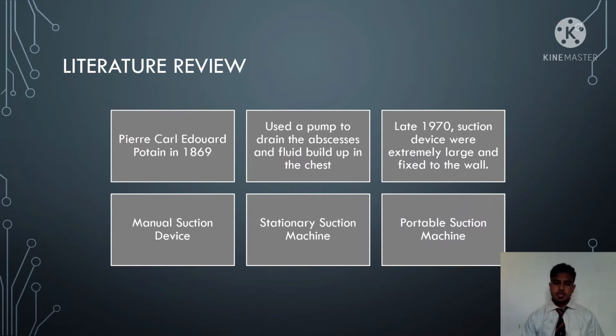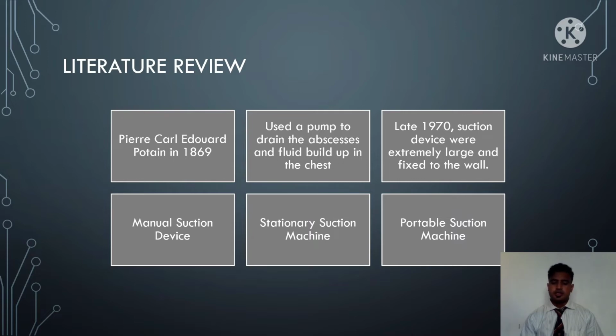The first medical suction device was produced by a cardiologist named Pierre Edward Potain in 1869. It was a manual device that used a pump to drain abscesses and fluid build-up in the chest in order to prevent heart failure. During the late 1970s, suction devices were extremely large and fixed to the wall. A manual suction device is a device that does not use electricity and can be operated by hand. It is used to expel mucus from a child's nasal cavity.